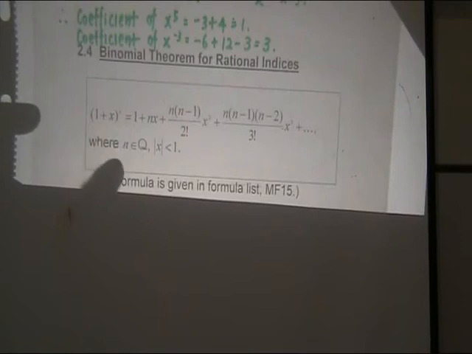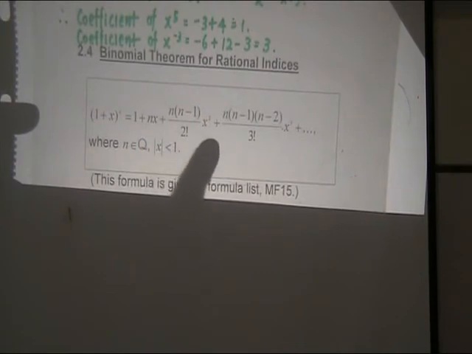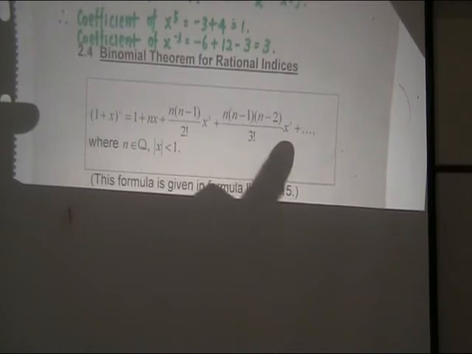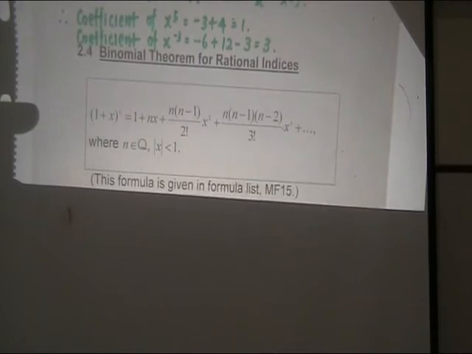So you look at the formula. This is (1 plus x) to the power of n. It is equal to 1 plus n times x plus n times (n minus 1) over 2 factorial times x squared plus n times (n minus 1)(n minus 2) over 3 factorial times x cubed, and so on. This formula can be found in your formula list, so you don't need to remember it.